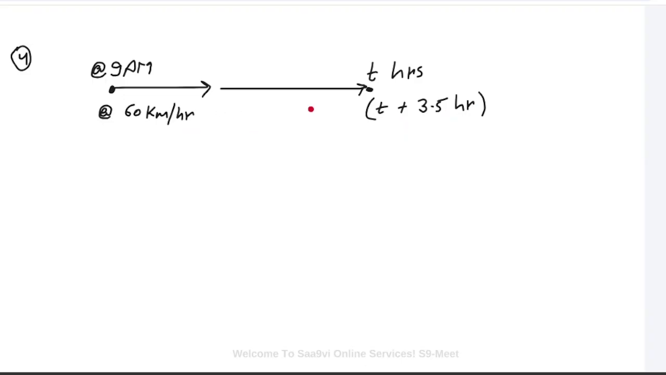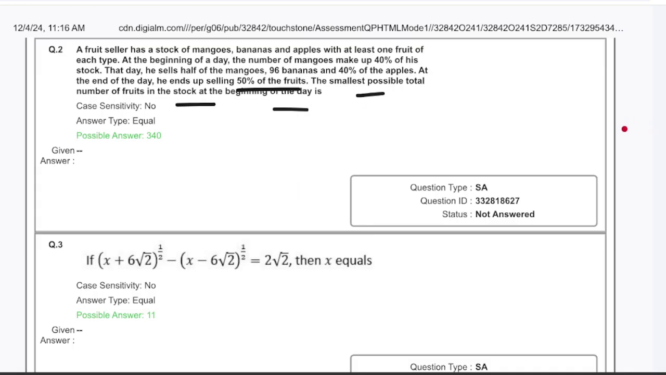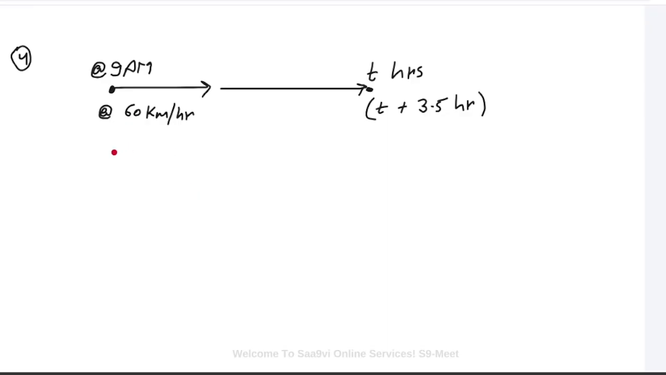So let's go further now. As I said, it's important to read all the information. Keep writing side by side everything. Next day, it traveled two-thirds of its route in one-third of its total scheduled travel time. The next day, it went from here to here. Let's say the total distance is d. So it went 2 by 3 d in 1 by 3 of the time.